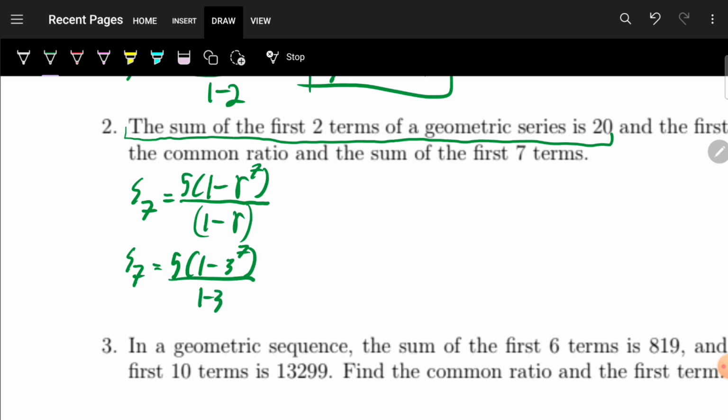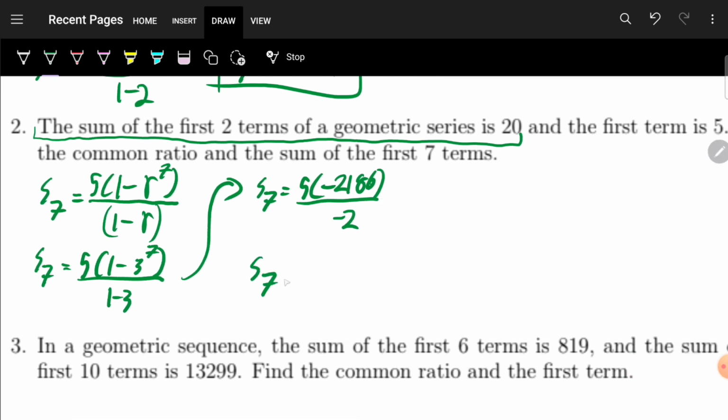Okay, I will erase this and do the calculations here. Okay, let's see what this comes out to. 1 minus 3 to the 7. So that's going to be equal to 5 times negative 2,186, all over 1 minus 3, which is negative 2. So let's divide this by negative 2, also multiply by 5, and this comes out to 5,465. Okay, 5,465 is the sum.